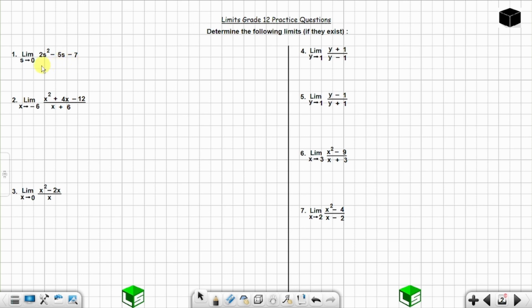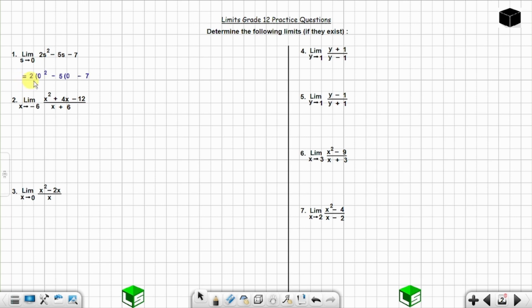What you have to do first is to try to plug 0 in place of s. You have the limit as s approaches 0. You are going to plug 0 in place of s and see if you are going to get an error. So this is what you have to check first. If you plug 0 in, you are going to drop the limit expression.